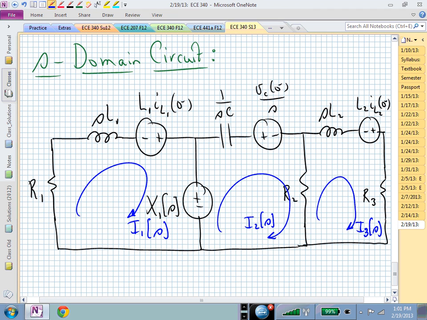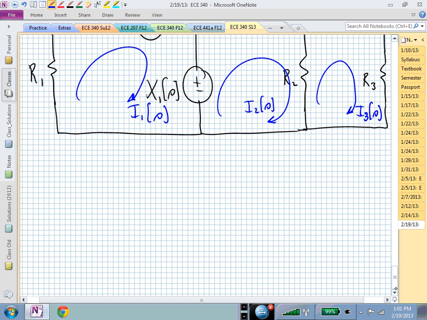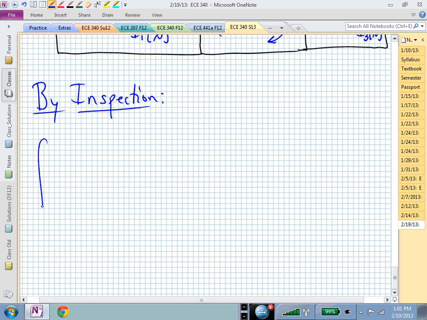Also had I sub 3. Well, this current is touching a shared impedance, but it's going counter to how we're going, and that then is going to come into our impedance matrix with a negative sign. That's the idea behind these equations that I'm now going to write by inspection. Let me now talk my way through this.